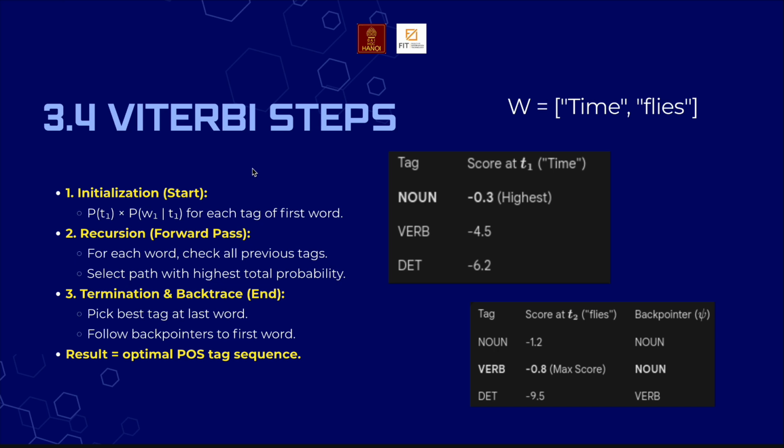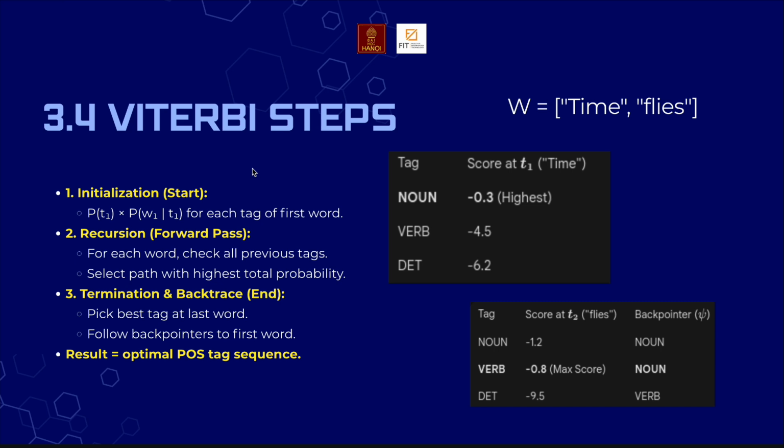We have 3 main steps to running Viterbi on a sentence. The first is initialization. Initialization: for the first word, we calculate the probability of each tag starting off the sentence, multiplied by the probability of that tag generating the first word. Like you can see, the initialization here is π of T1, multiplied by B of word one given T1, for each tag of the first word.